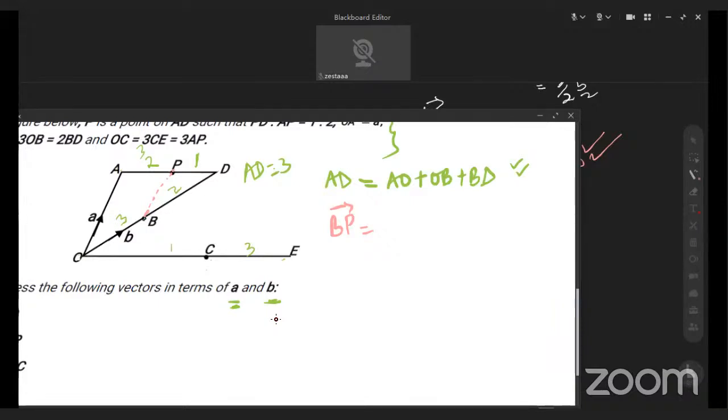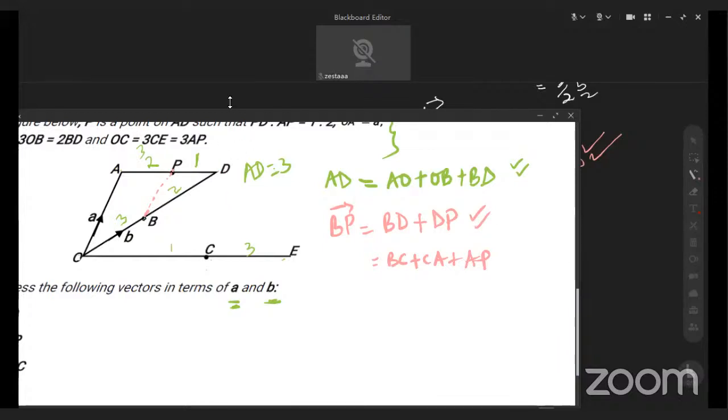BP is equal to BD plus DP. Pardon? BP is equal to BD plus DP. Yes, or it could be BC plus CA plus AP. Okay, we have that. So let's use the first one. So we have these two.